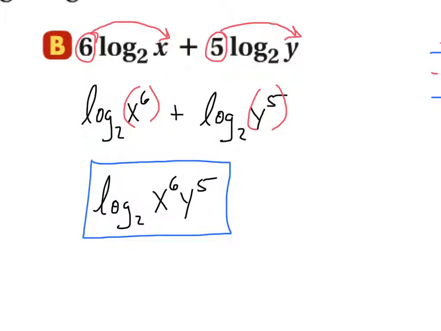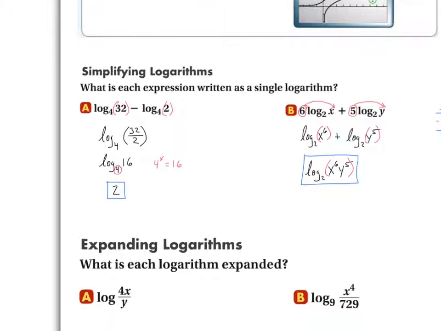It would not be considered wrong if you put parentheses here. If you wanted to say that, that would be fine too. That's just extra clarification. Okay? So, let's go through and do this in the other order. We've done what's called condensing or simplifying logarithms.